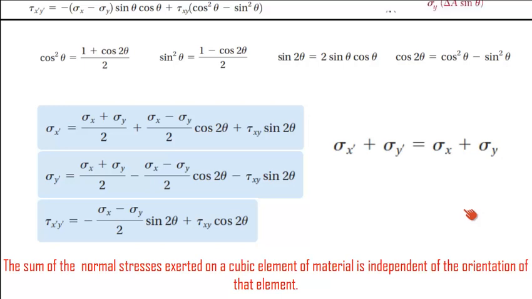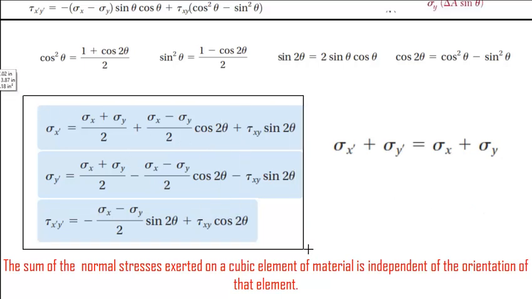So this is how we derive or transform the stress systems into another plane, and these equations are very important. So write them down 2-3 times so that you get a better grip on the transformation. Okay.